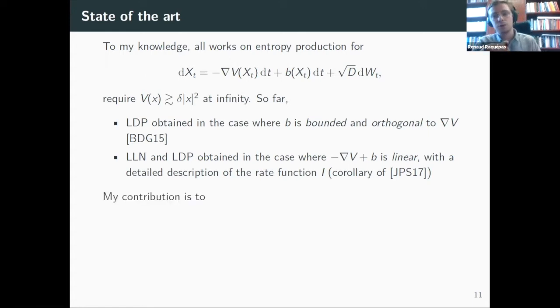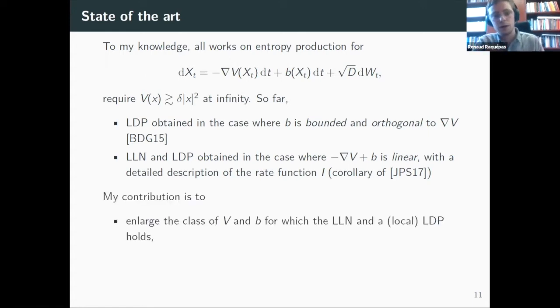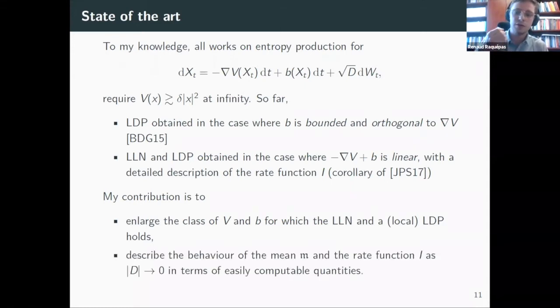So now my contribution in this paper that I told you about is to enlarge the class of V and B, nonlinear, for which you can prove a law of large numbers and an LDP. So that's in some sense the technical part of the paper. And the new conceptual part of the paper is a study of what happens to the rate function, the way in which fluctuations of entropy production are suppressed when you take away the noise, when you take that parameter to zero.